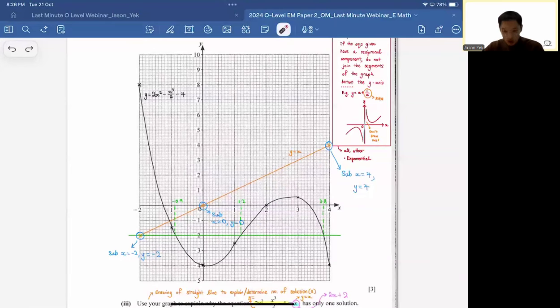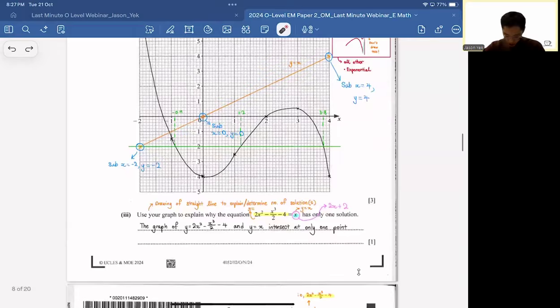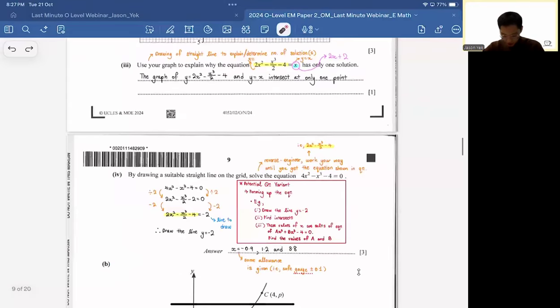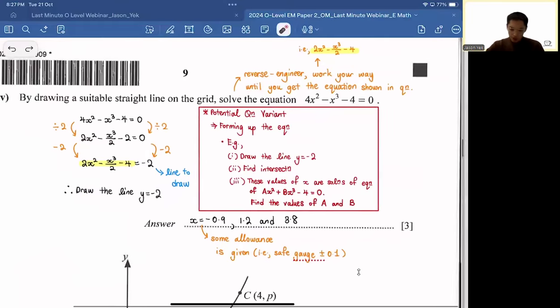Part 4, sub in the relevant values into the new equation. No, you don't sub in the values. I think you're talking about part 3. Part 3 to sub in, to sketch the graph, yes. Potential question part 3. You talking about this one? Oh, this one. Okay. So this one, what happens?